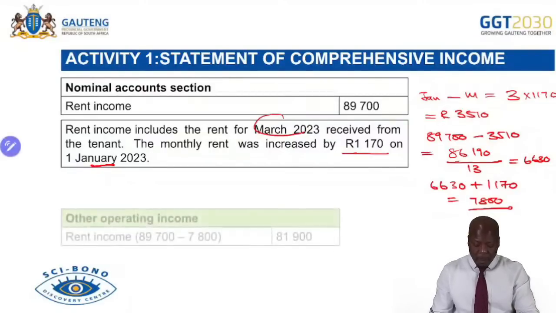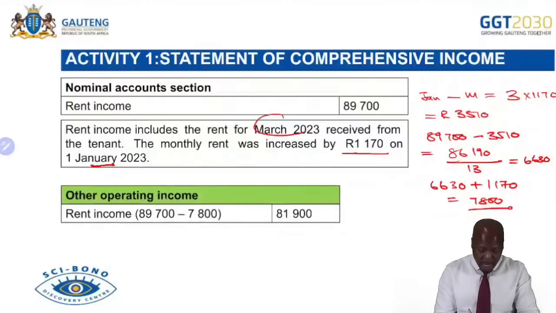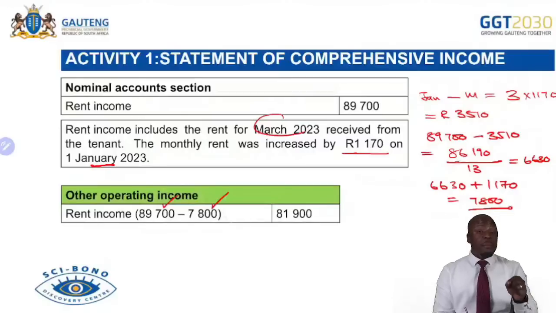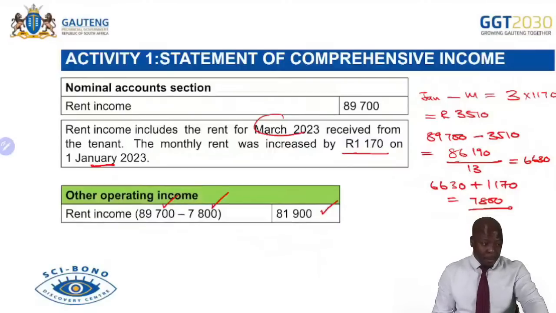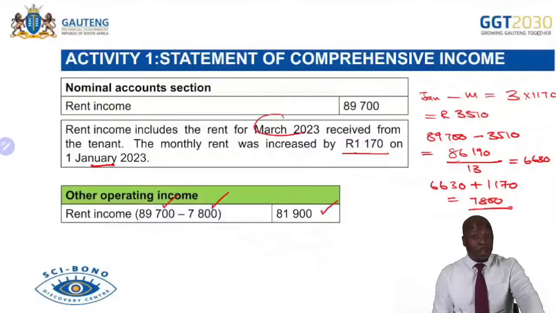When I have my rent per month after increase, I can come to my rent income of 89.7. Subtract now the income received in advance, and then I end up with 81,900. Remember, income received in advance is a payable. In this question, they wanted us to do the assets part of the statement of financial position. Can I go to the next adjustment?